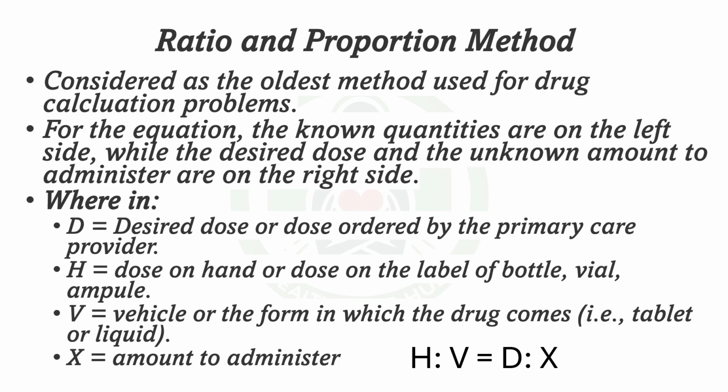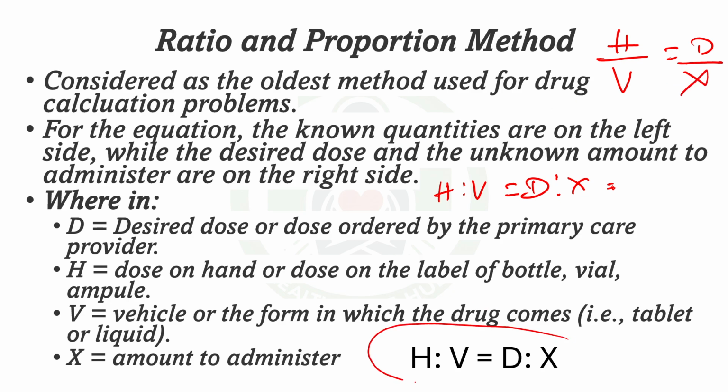So here we don't know exactly what amount we are going to administer. So that formula can be written as H is to V, D is to X. Here X stands for the amount prescribed, which we don't know. Understood? So this can also be written as H by V is equal to D by X. Clear? Whatever formula I have told you now, H by V, that is H is to V, D is to X, can also be written as H by V equals D by X.